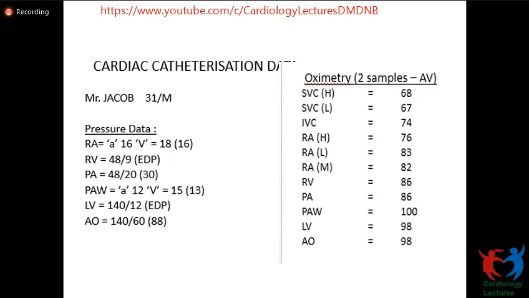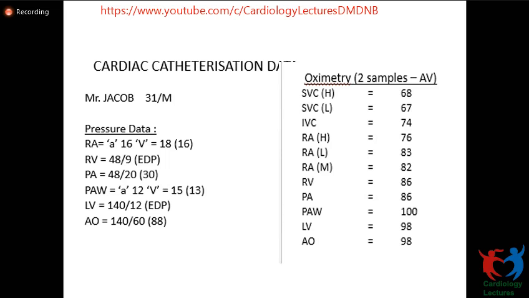RA pressure with a significant gradient between RA and RV. And mean pulmonary artery pressure is raised, mean capillary wedge pressure is raised, and in the aorta there is a wide pulse pressure. Very good. Excellent. Okay. Coming to the oximetry data, we have taken two samples.